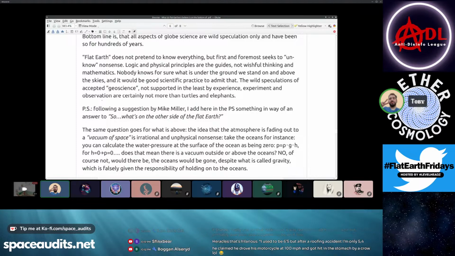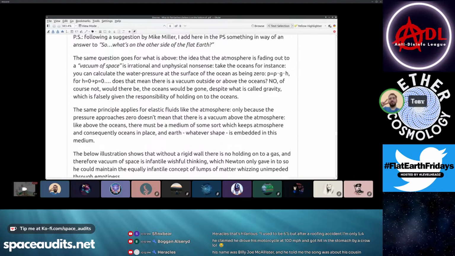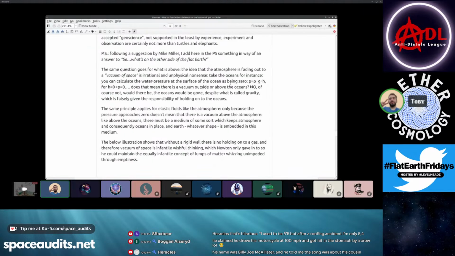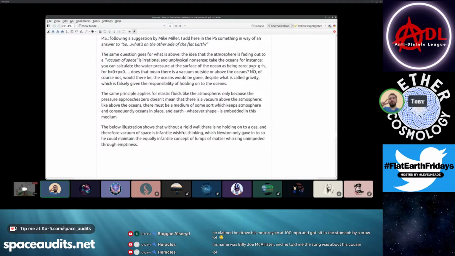P.S. Following a suggestion by Mike Miller, I add here in the P.S. something in the way of an answer to, so what's on the other side of the flat earth? The same question goes for what is above. The idea that the atmosphere is fading out to a vacuum of space is irrational and unphysical nonsense. Take the oceans, for instance. You can calculate the water pressure at the surface of the ocean as being 0: P equals rho times g times h, for h equals 0 gives P equals 0. So does that mean there's a vacuum outside of the oceans? No, of course not.